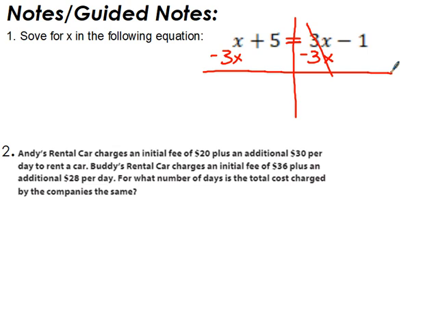So x minus 3x is, whenever there's an x, it's really a 1x. 1x minus 3x is negative 2x. Bring down my plus 5, bring down my equal sign.